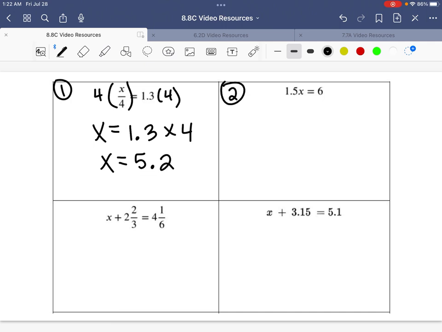My second equation is 1 5/10, or 1.5x is equal to 6. So again, x is being multiplied by 1.5. So the inverse operation of that would be to divide both sides by 1.5. So I get that x is equal to 6 divided by 1.5, which I can go put in the calculator.